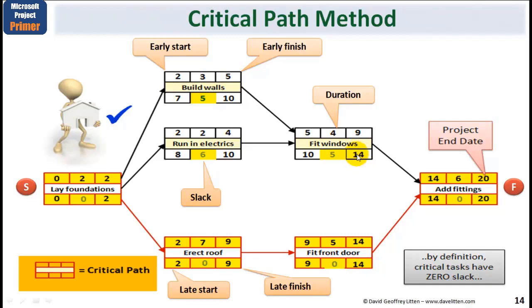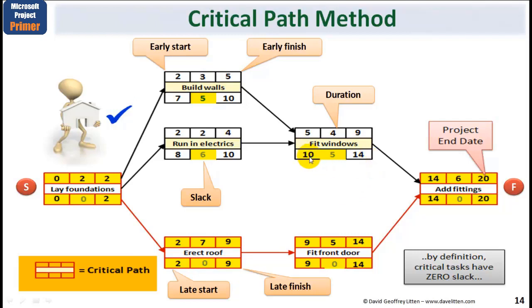Again, we can now subtract the duration in each case. 14 minus 4 gives you 10. 14 minus 5 gives you 9. Take back the 9. 9 minus 7 gives you 2. Hold that thought. And by the way, these are showing late finishes and late starts in each case.